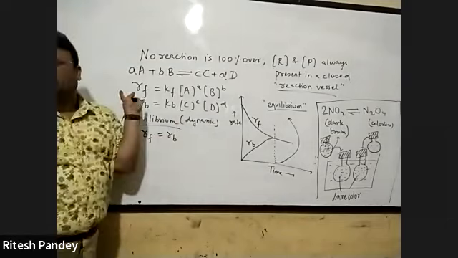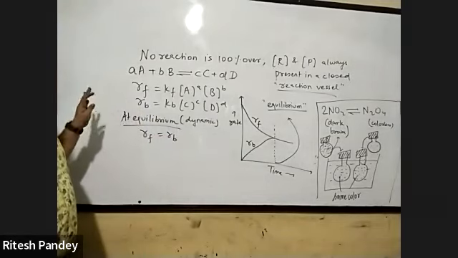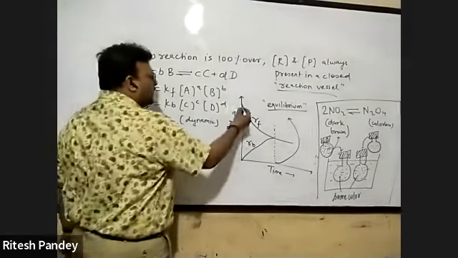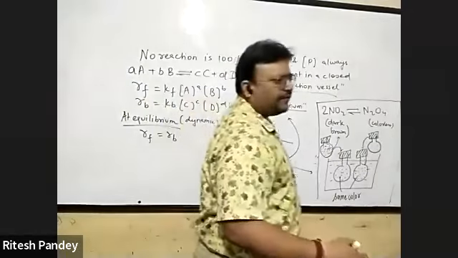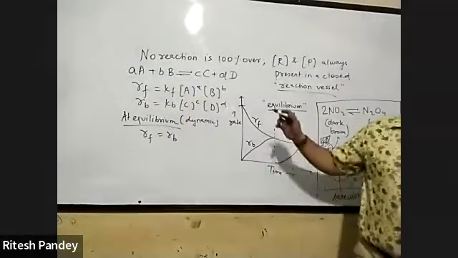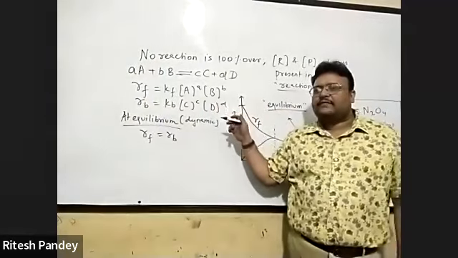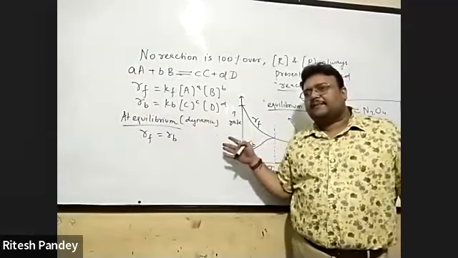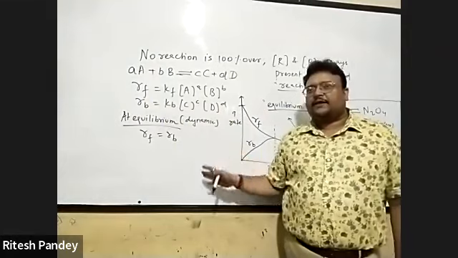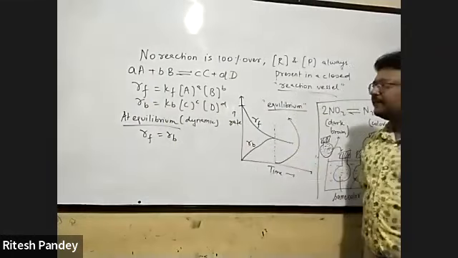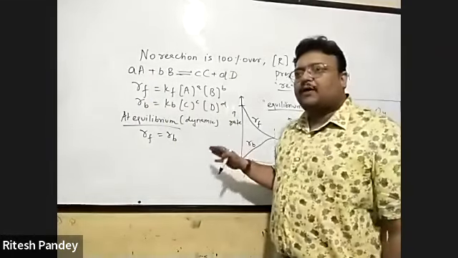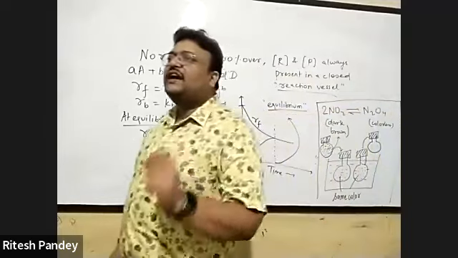I hope this is not difficult to understand. Initially at time t is equal to 0, you'll have maximum RF because you begin with a set of reactants. A and B will be maximum, so RF will be maximum to begin with. With time A, B कमेगा, rate कमेगा. With time C और D बढ़ेगा तो RB बढ़ेगा. जब RF और RB बराबर हो जाएगा, it's happening forward and backward at the same rate. So there is no net change.